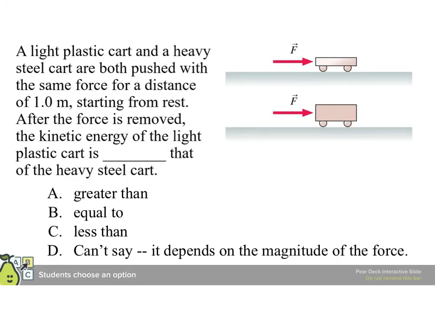All right, a light plastic cart and a heavy steel cart are both pushed with the same force for a distance of 1 meter starting from rest. After the force is removed, the kinetic energy of the light cart is which of the following compared to the heavy steel cart? A, greater, B, equal to, C, less, or D, can't say without knowing the magnitude of the force.